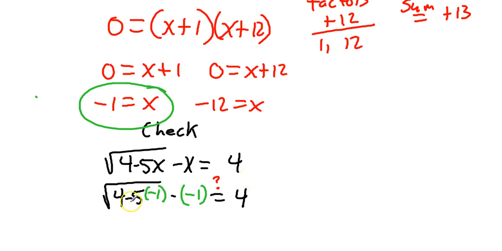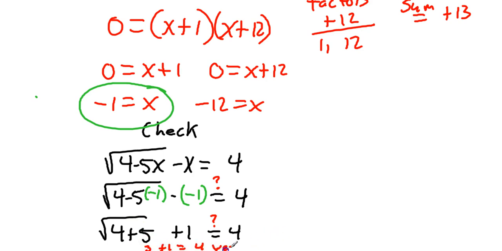The good thing is you've got a -5 and a -1, so that is 4 plus 5. And I'm running out of room because we're at the very bottom of the page here. That's minus -1, so that's a plus 1. Square root of 4 plus 5 is 9, so square root of 9 is 3. And does 3 plus 1 equal 4? Yeah, we're good. So that one checks.